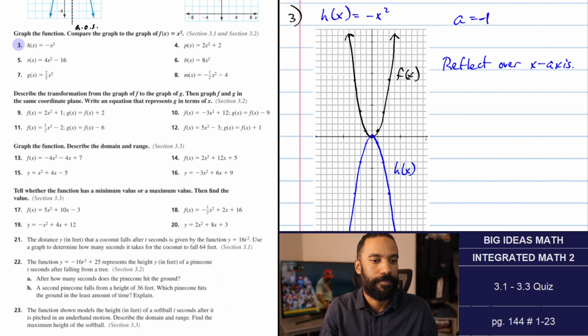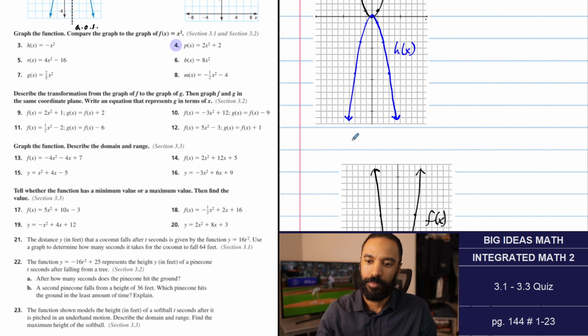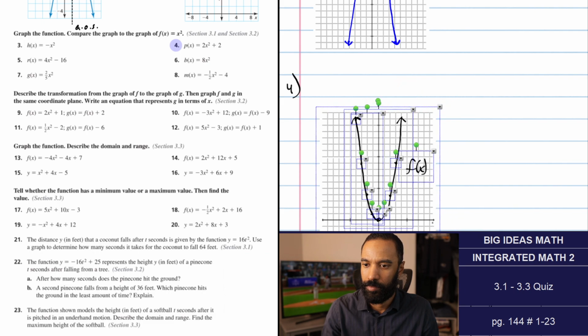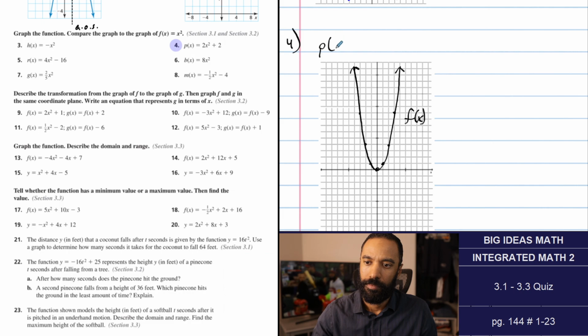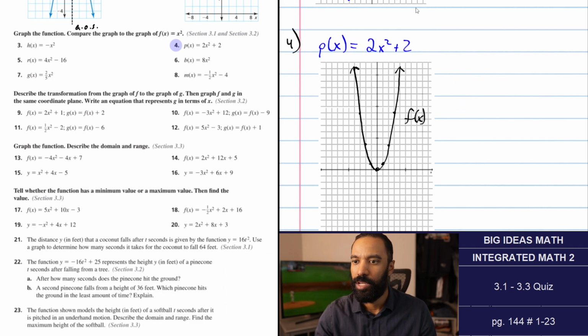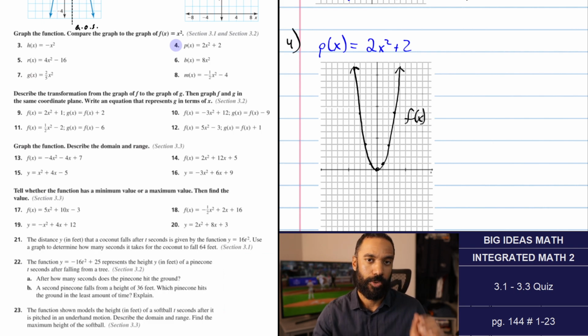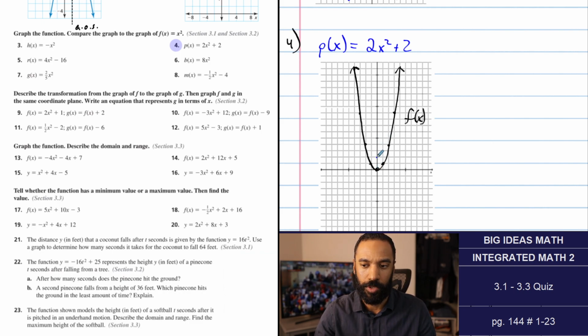Number 4. P of x equals 2x squared plus 2. So the original graph, as you see, is what it is. We're going to graph the next one in blue. Now the plus 2 represents a vertical translation. We are moving up 2 units on this guy right here, and that's where the vertex would be located.